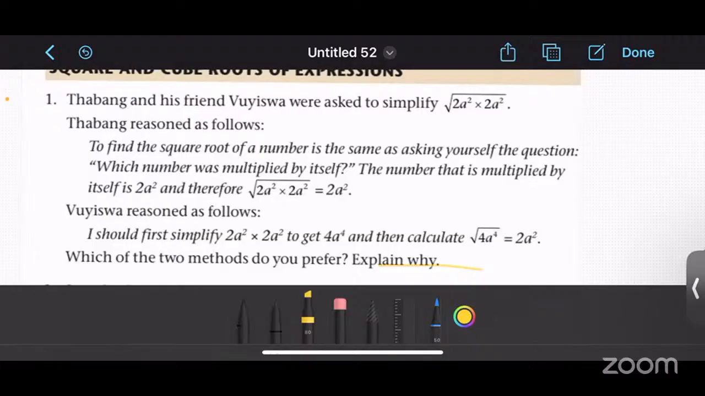And if the explanation is supposed to be related to preference, is it subjective? Ma'am, I think you know what I mean, ma'am. I don't know what you mean, but I just want you to tell me why you would prefer Tabang's method. Ma'am, because it's more simple. It's simpler to write on a calculator, ma'am. Okay. All right.